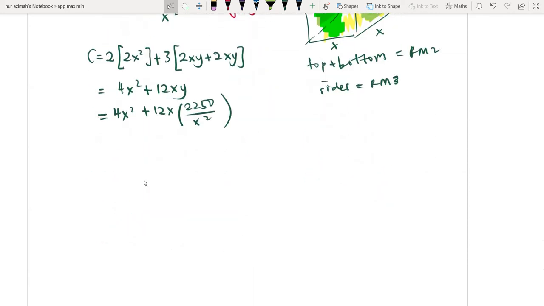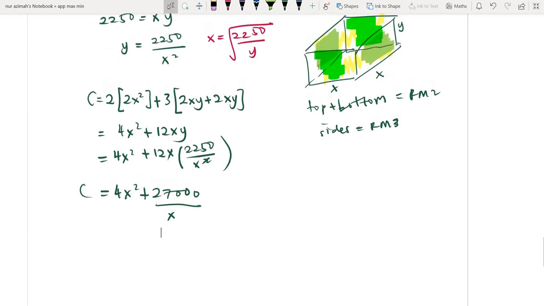Here we have actually C is equal to 4x squared plus 12 times 2250. Let me calculate for a second. Sorry. 12 times 2250 is actually 27,000. So here would be plus 27,000, and this x can be cancelled out over X. Okay, this is the equation for X.